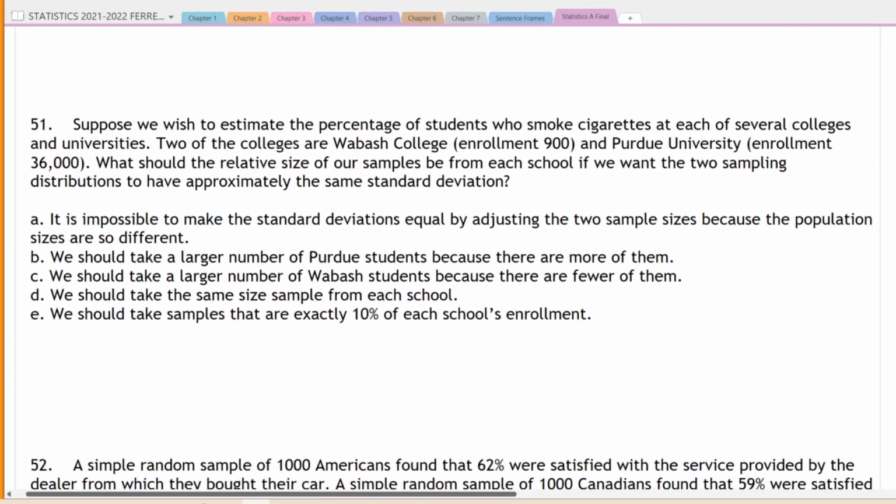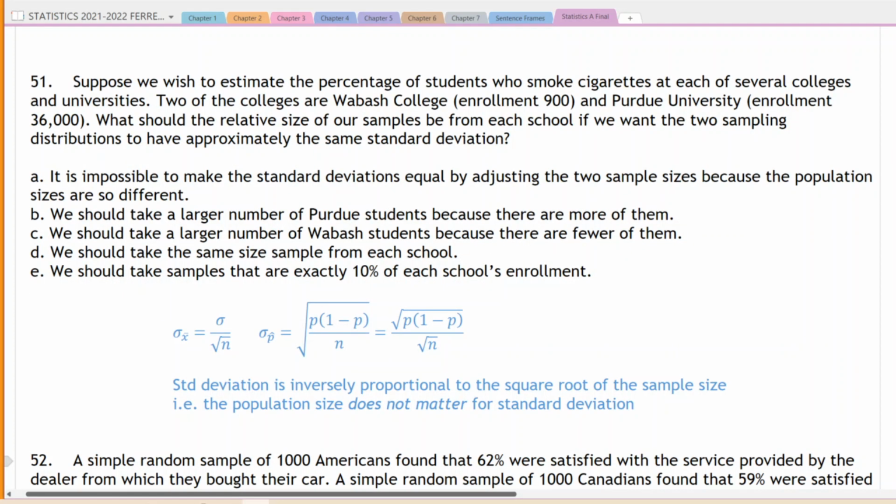51. Suppose we wish to estimate the percentage of students who smoke cigarettes at each of several colleges and universities. Two of the colleges are Wabash and Purdue. Wabash has an enrollment of 900. Purdue has an enrollment of 36,000. What should be the relative size of our samples from each school if we want the two sampling distributions to have approximately the same standard deviation?